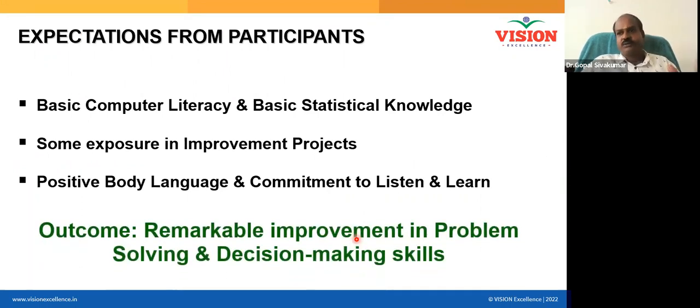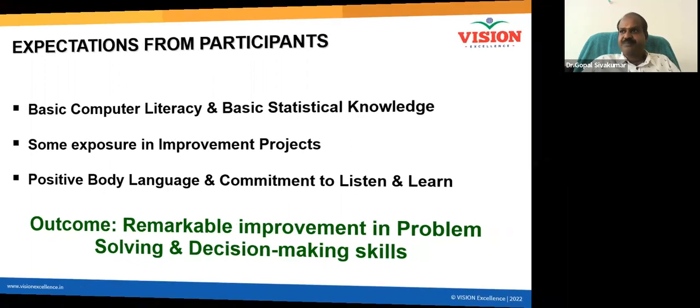Ultimately, we want to see a remarkable improvement, like how Six Sigma gives a breakthrough improvement to an organization. We need to see breakthrough improvement in your transformation. Who you are before the training and after the training, there has to be a remarkable improvement, particularly in your problem solving and decision making approaches.